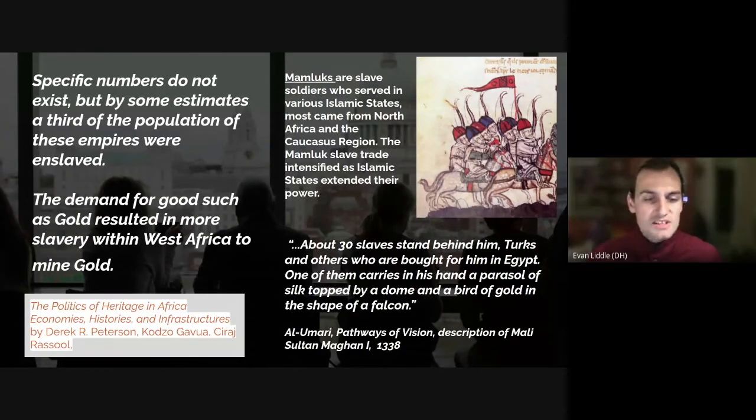Now, what's interesting is that the scholar Al-Umari actually visited the kingdom of Mali in West Africa right after the reign of Mansa Musa, the famous king who went on his pilgrimage to Mecca. In Al-Umari's description of Mali, he said that the Sultan had about 30 slaves standing behind him, which included Turks and others who were bought for him in Egypt. And so this definitely tells us that there was a thriving slave trade, not just going out of Africa to North Africa, but coming from North Africa and even further afield in the Islamic world back into Mali and the states of West Africa.